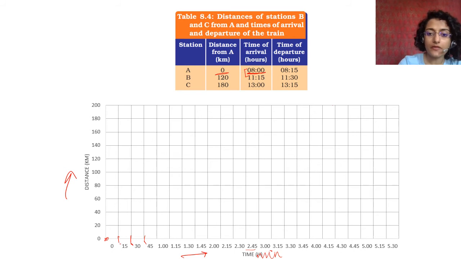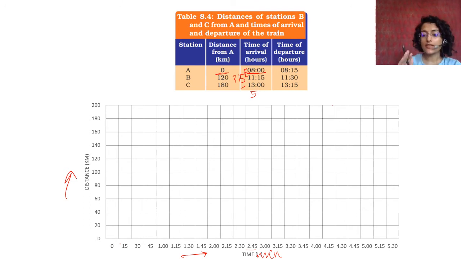This is as compared to 8 o'clock, this is 5 hours away. This is 3 hours 15 minutes away. So I'm going to plot accordingly. Okay. So what we see here is that when the train is at station A, it is starting from station A.